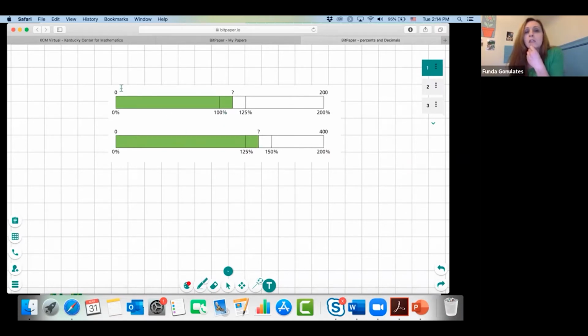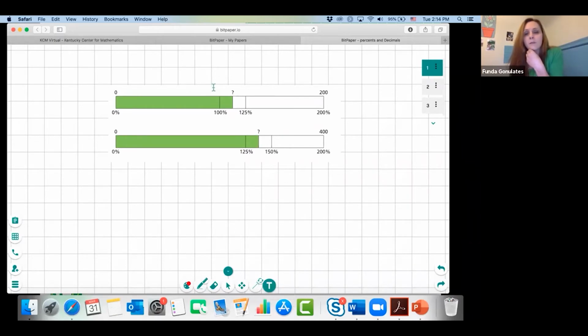So do you see these units? There is 0 to 200, and this is from 0% to 200%. So my first question is, what is 100% for this one? And they already provided the benchmark number as well. So shall we figure out 100%? What's 100% in here?